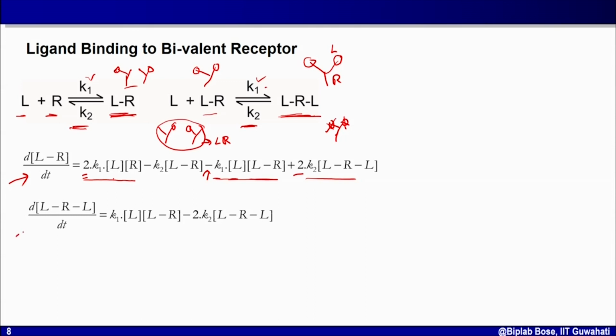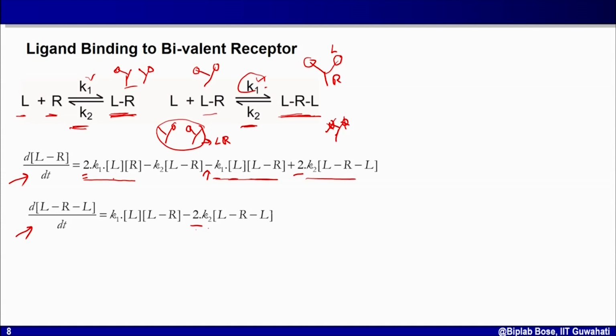Now look into the ODE for the second complex, dLRL/dt, which is equal to K1 L into LR, that is the forward rate, this one, by which the LRL is formed, minus again 2 into K2 into LRL. As I explained just now, 2 is given because I have 2 arms, both occupied by the ligand. First this ligand can break, and also at the same time in another molecule this ligand can break. So there are 2 paths by which I can get back to the one ligand state. So that's why I have 2 here.